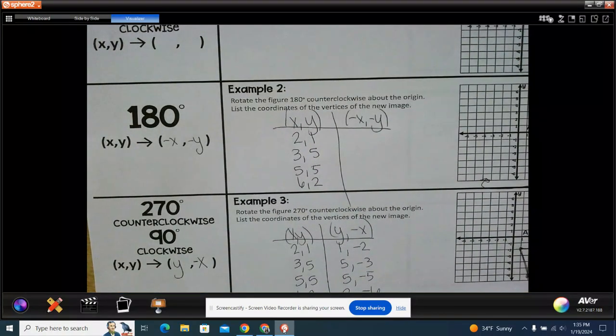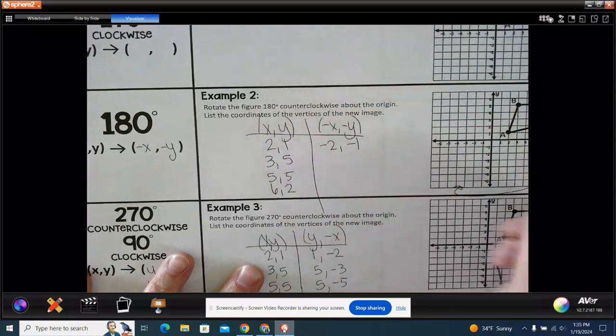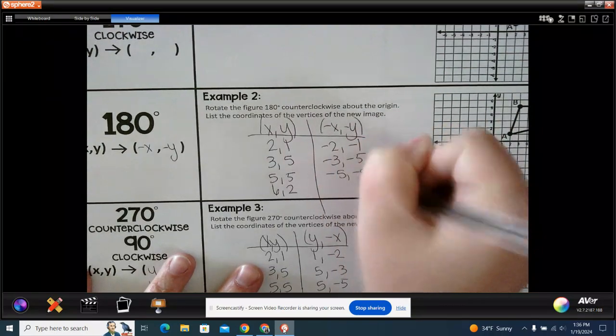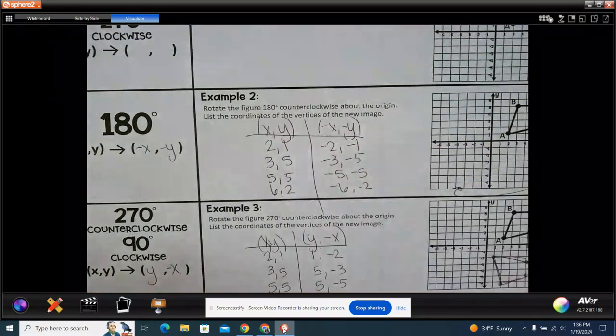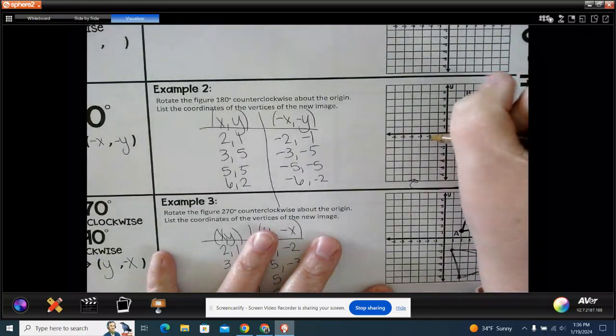So if it's positive, it'll turn negative. If the numbers are negative, it will turn positive. So 2, 1 is going to go to negative 2, negative 1, negative 3, negative 5, negative 5, negative 5, negative 6, negative 2. So we can see what it looks like for this one.